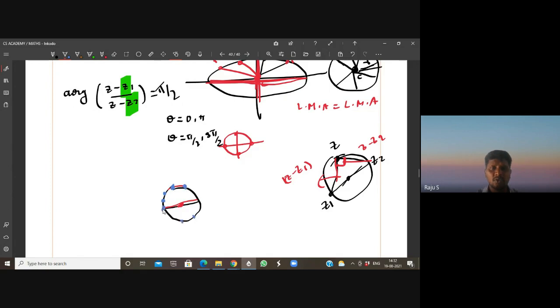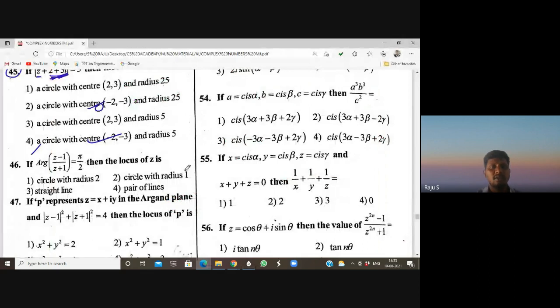If you join from the ends of the diameter like this, the angle between these two segments is 90. When you take a point here and join it with the ends of the diameter, the angle is 90. Even here it is 90, here 90, here also 90. Always it is 90. So here also argument of (Z minus Z1) by (Z minus Z2) is equal to 90, and Z1, Z2 represent the end points of the diameter. That we will see.